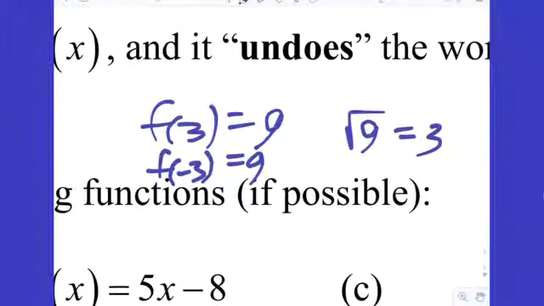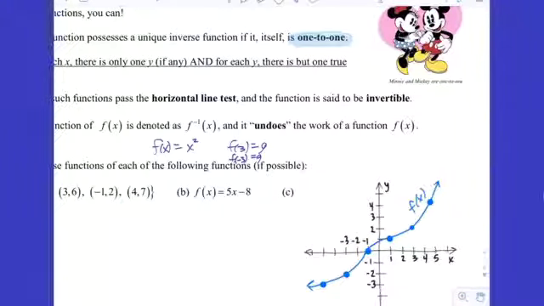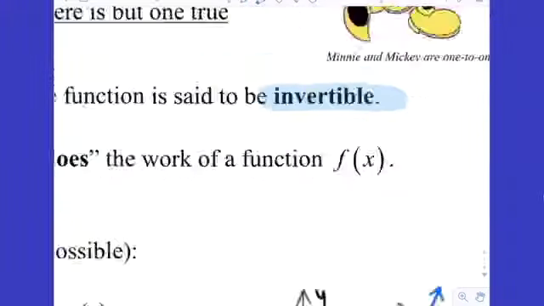So when the person's trying to decode it now, there's a problem. If they're decoding it, it could have been a 3 or a negative 3, and now that's not a very unique cipher. So that's not a one-to-one function. A one-to-one function would be something that can code one way and be decoded in only one way. If you have a one-to-one function, then we say that it is invertible. So what is an invertible function? It's a function that is one-to-one, a function that passes the horizontal line test, a function whose inverse that undoes its work is also a function. We say that function is invertible.